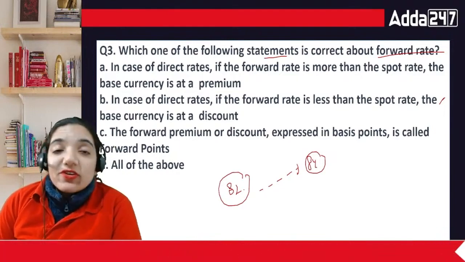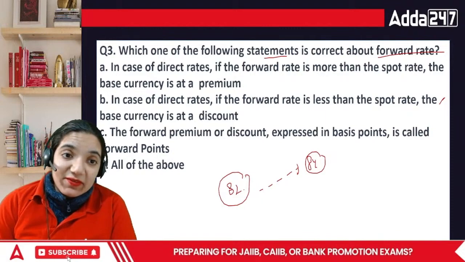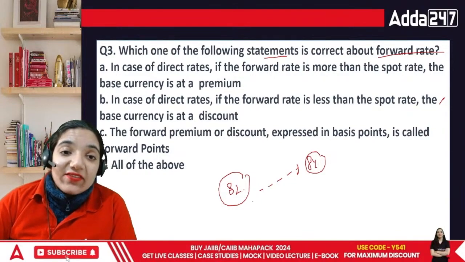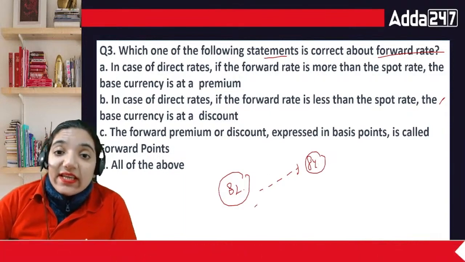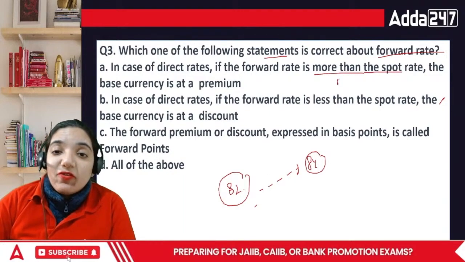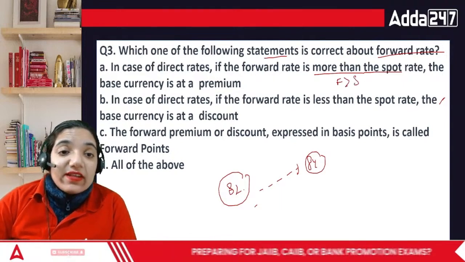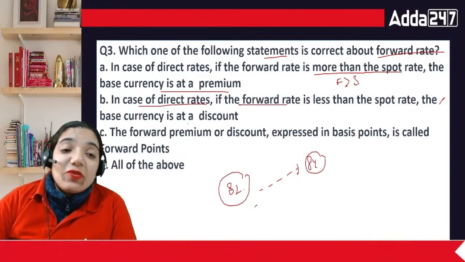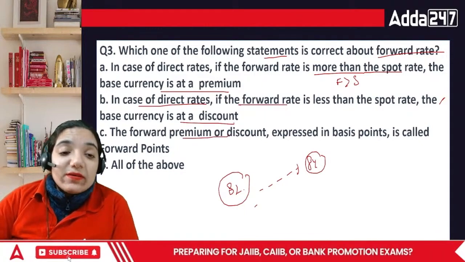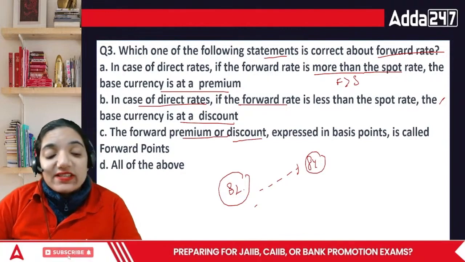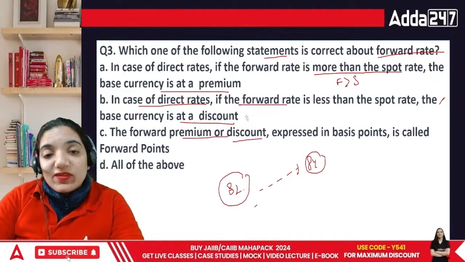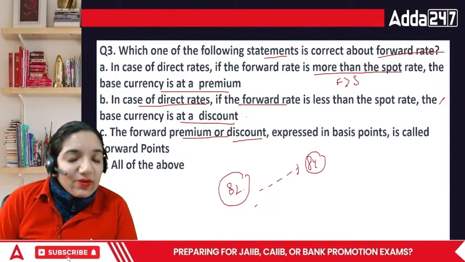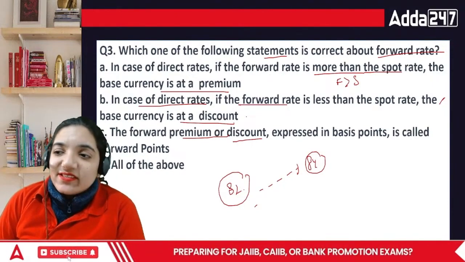This is not only for the dollars, everyone. This is for any kind of currency. Okay, that's how we define the term forward rate. In case of direct rates, if the forward rate is more than the spot rate, the currency is at a premium. If the forward rate is less than the spot, it is called a discount. The forward premium or discount is expressed in terms of forward points. The points are related to the amount of the premium or the discount. Matlab, if it is valued at a higher price or a lower price, the futuristic version.